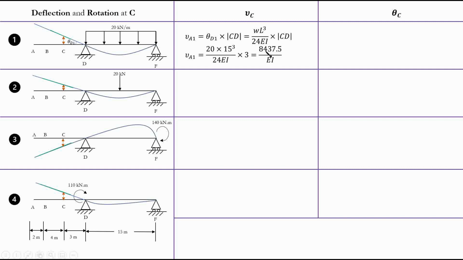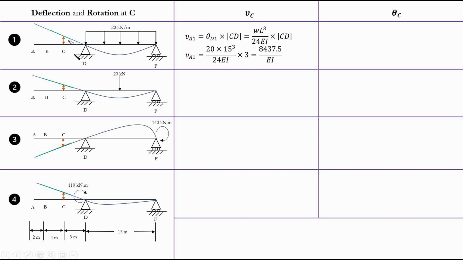And where does this come from? WL cubed over 24 EI. Again, for the simply supported case, right? Because I want rotation here, right? At point D. Just take your rotation value from your table, which is WL cubed over 24 EI, multiplied by the length, you'll get your deflection that we have, okay? And this length is 3 meters.